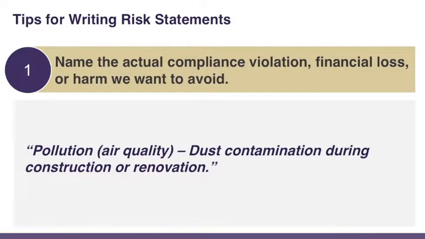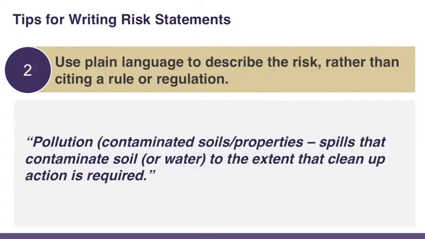Here are some tips for writing risk statements based on ERM. Name the actual compliance violation, financial loss, or harm we want to avoid. Example, pollution or air quality, dust contamination during construction or renovation. Use plain language to describe the risk rather than citing a rule or a regulation. For example, risk is the harm or the consequence from not complying with the rule. Pollution, contaminated soils or properties, spills that contaminate soil or water to the extent that cleanup action is required.